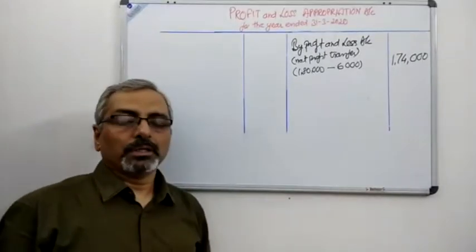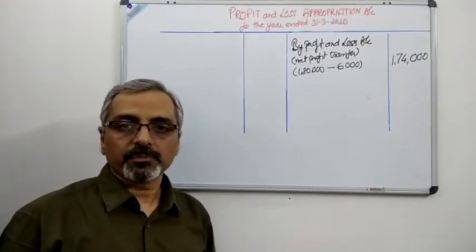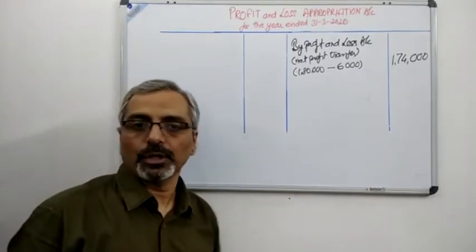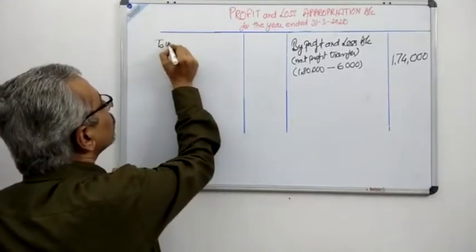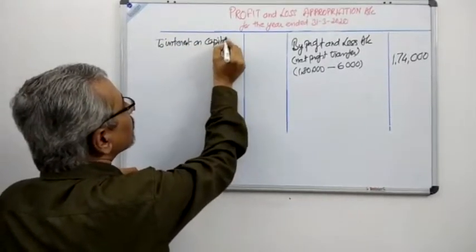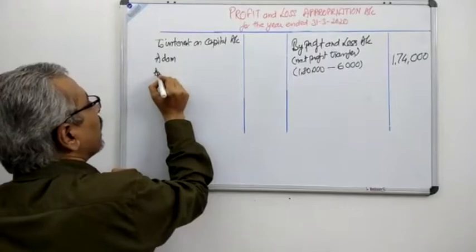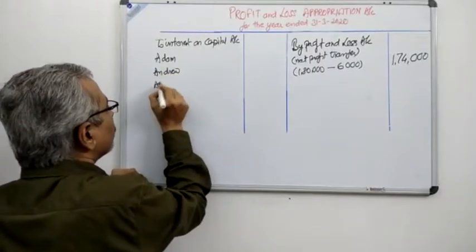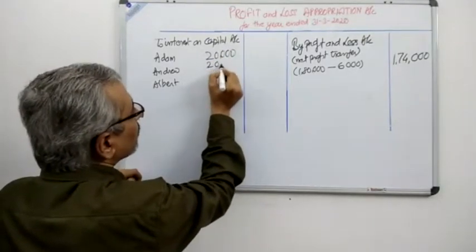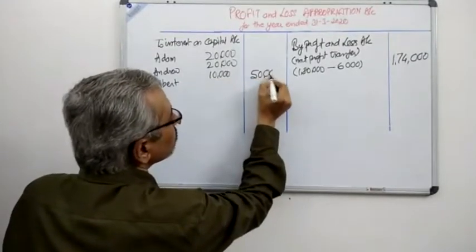Now if you remember, the interest on capital of the three partners was 20,000, 20,000 and 10,000 respectively, which is to be posted in the debit side because interest on capital is an expense for the firm, and let us write that in the debit side. So to interest on capital account, there are three partners, Adam, Andrew and Albert. And 20,000, 20,000 and 10,000, therefore the interest is 50,000.